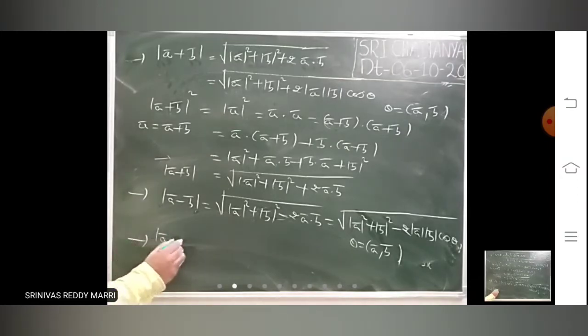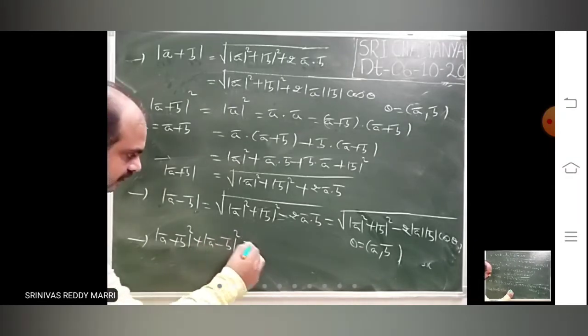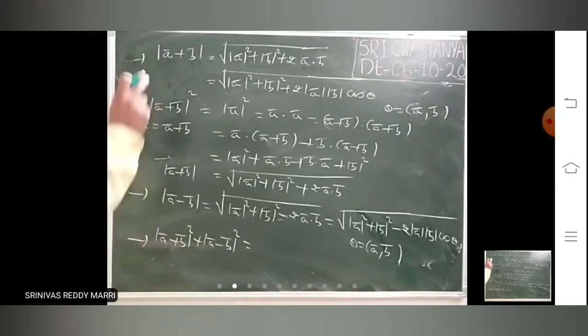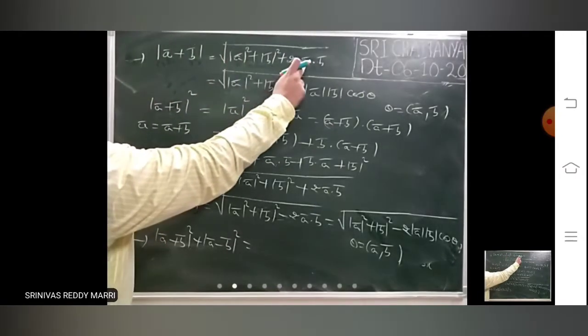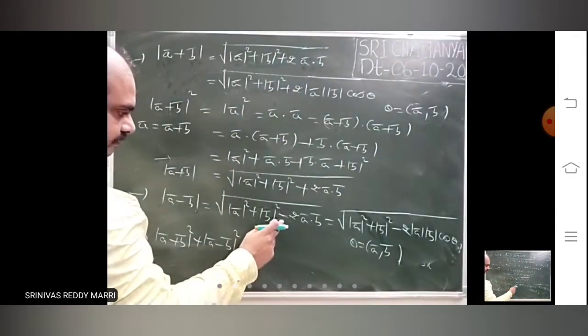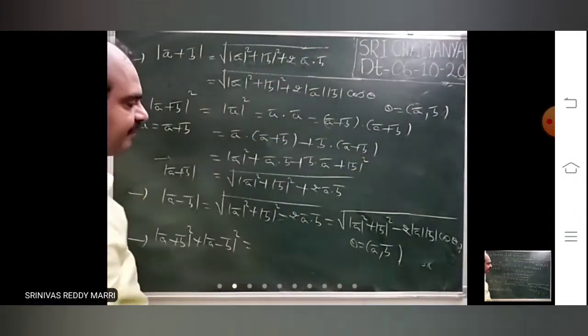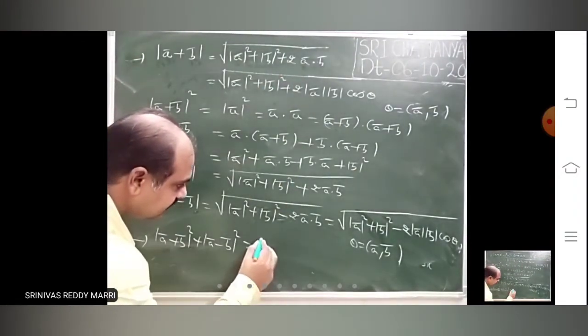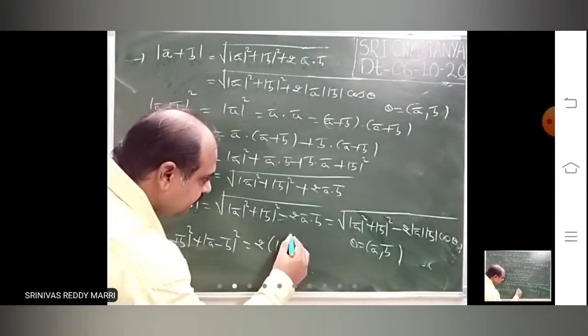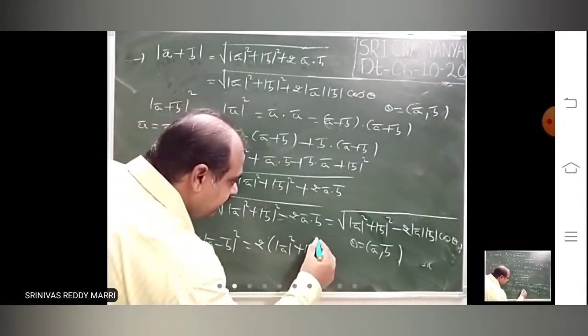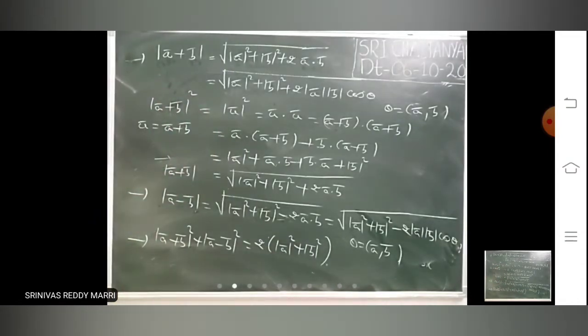Next, whenever it comes, you can directly write this. Suppose, look at this square plus this square. This square means this inside one plus this inside one. So 2 a bar dot b bar will get cancelled. That means what you will get is 2 into modulus of a bar square plus modulus of b bar square. This is square plus this is square. Directly you remember this formula: 2 into modulus a bar square plus modulus b bar square.